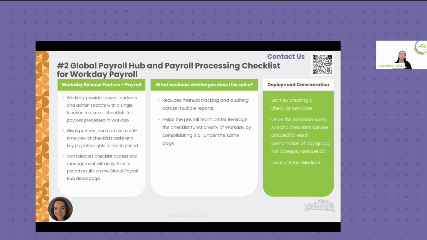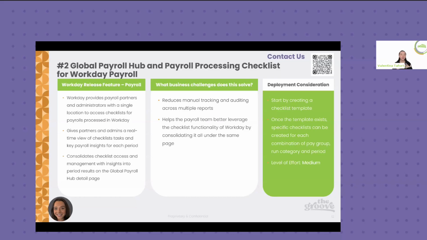What this entails is you will create templates of your processing checklist. So you can label all the tasks, you can delegate them to specific team members, and then you can also add links or tasks that are pertinent to each step. And with these templates, you can link them now to a pay group and a period, and you can go through them when you're processing payroll and have it all in one place.